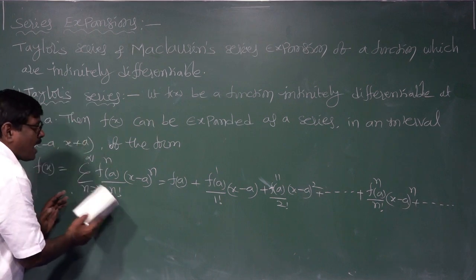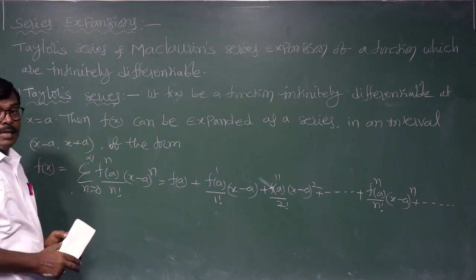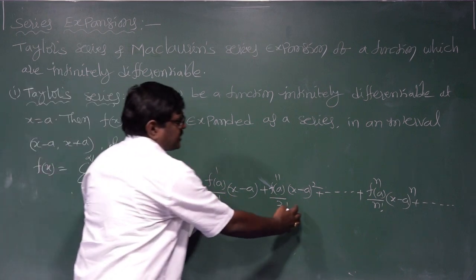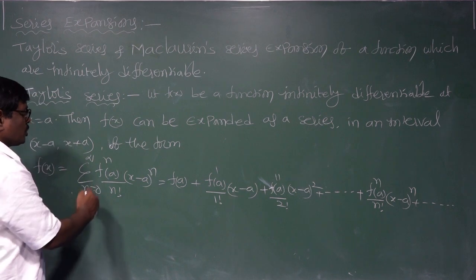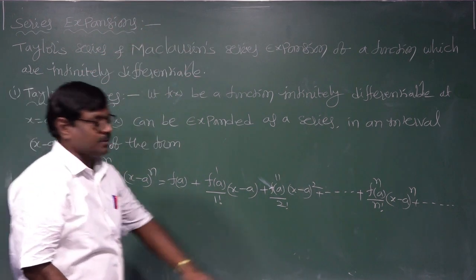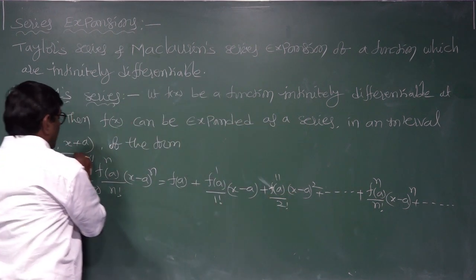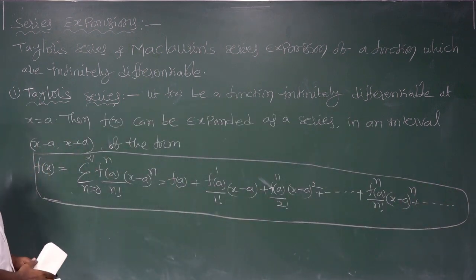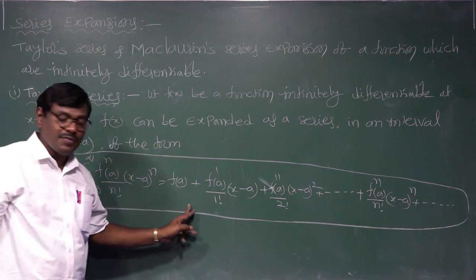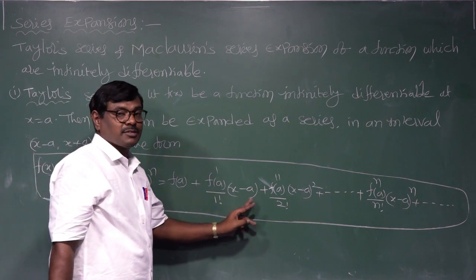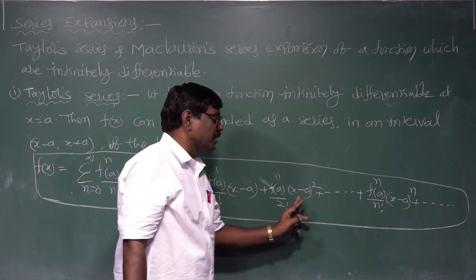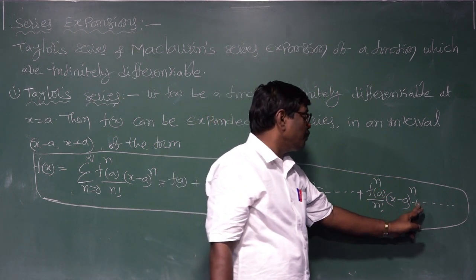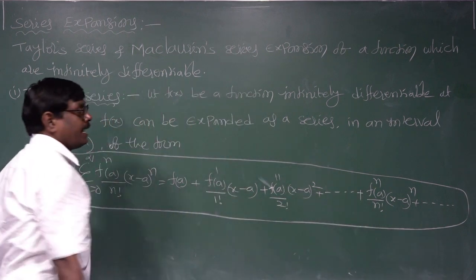This is Taylor's expansion at x equal to a, with the interval (x minus a, x plus a). The expansion has terms for n equal to 0, n equal to 1, 2, up to the nth term. This is Taylor's theorem, the direct formula: f of x equal to f of a plus f dash of a by 1 factorial into (x minus a), plus f double dash of a by 2 factorial into (x minus a) whole square, plus so on, plus f to the power n of a by n factorial into (x minus a) to the power n, plus so on. This is the Taylor series.